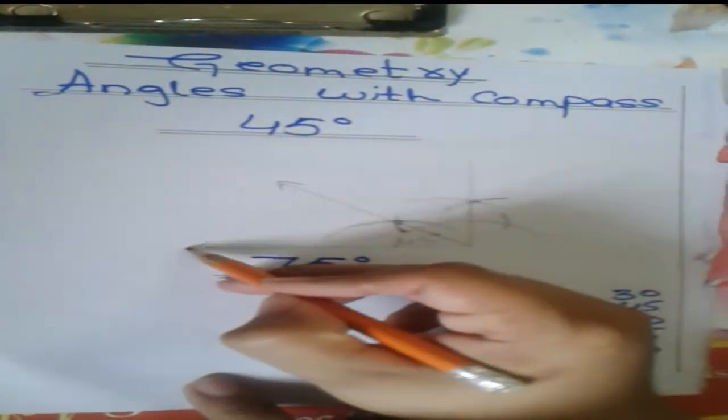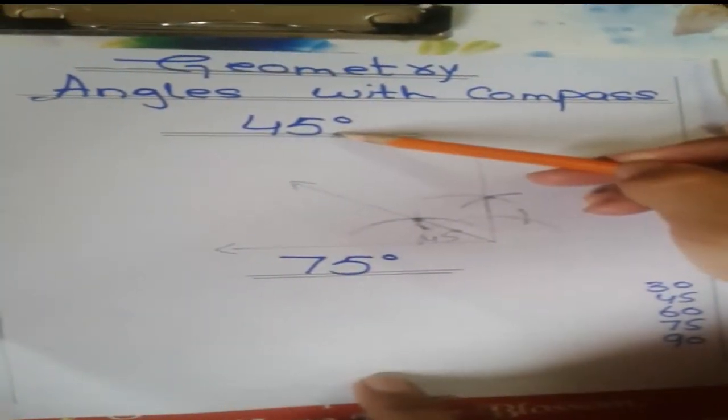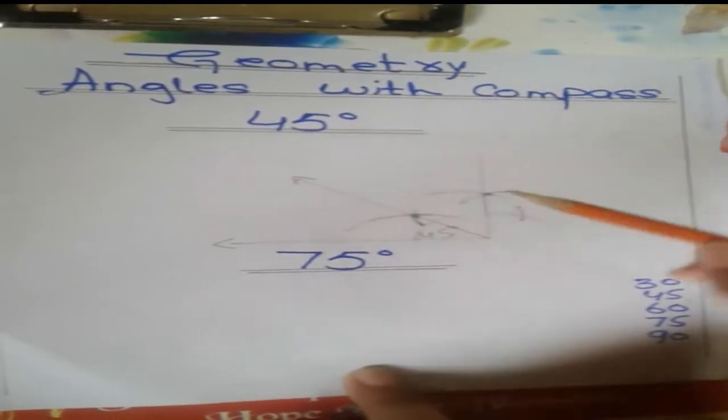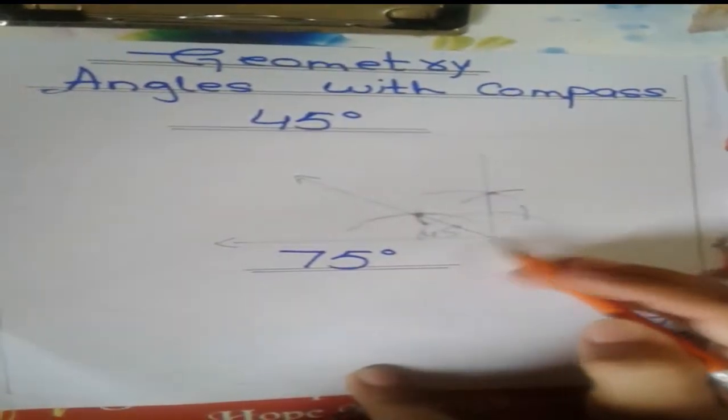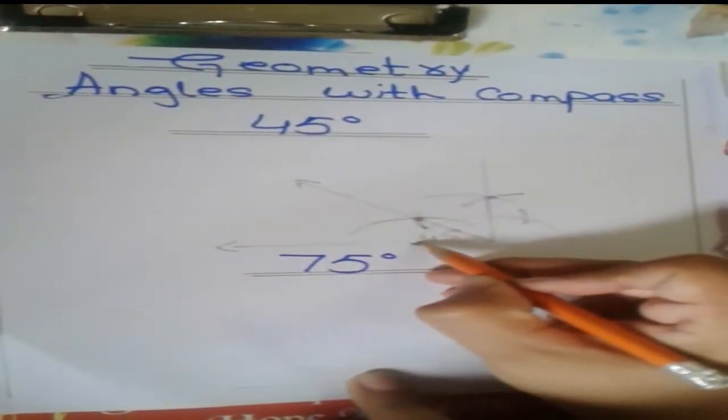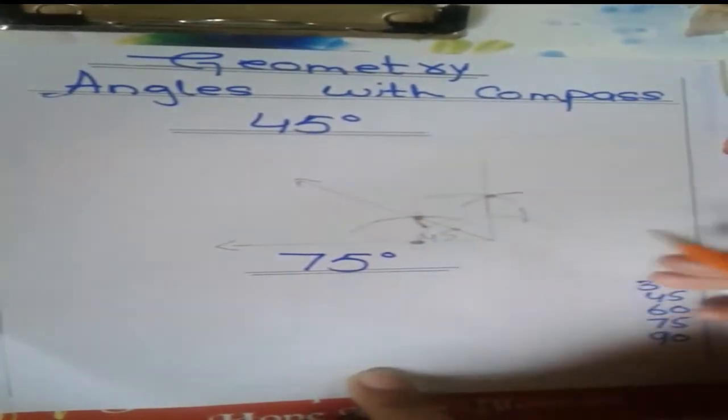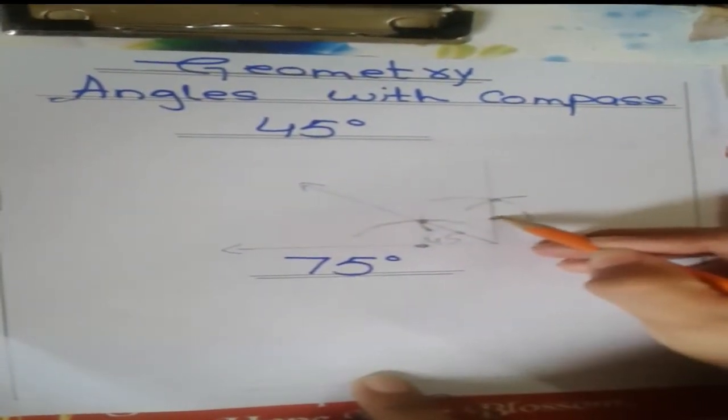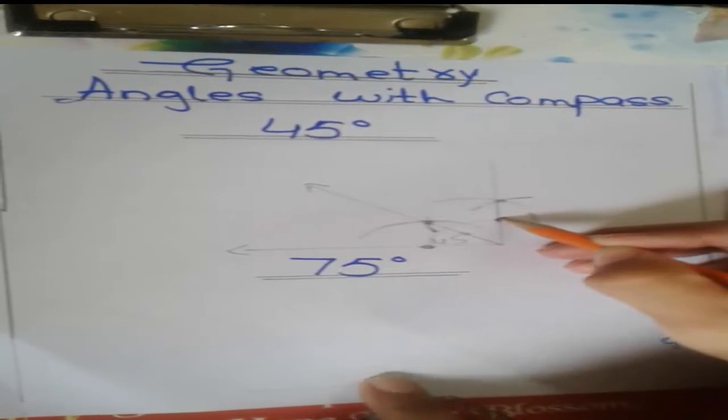I am repeating again that 45 is the half of 90. So first draw the angle of 90. Then put the compass at this point and draw the first arc. Then again put the compass at the 90 and draw the second arc.